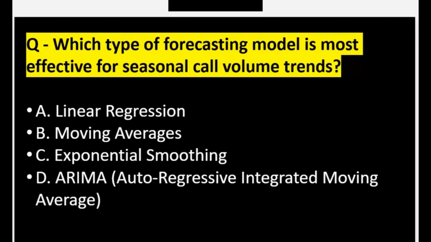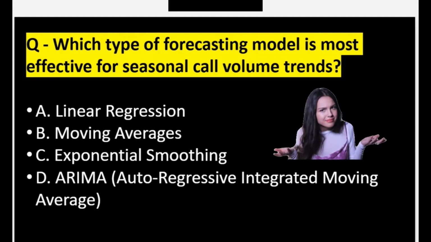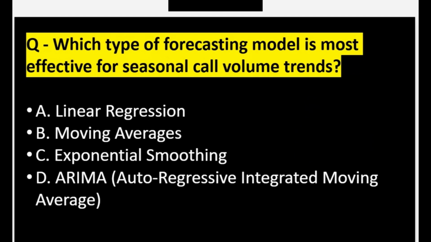The next question we have: which type of forecasting model is most effective for seasonal call volume trends? Option A, linear regression. Option B, moving average. Option C, exponential smoothing. Option D, ARIMA, autoregressive integrated moving average.